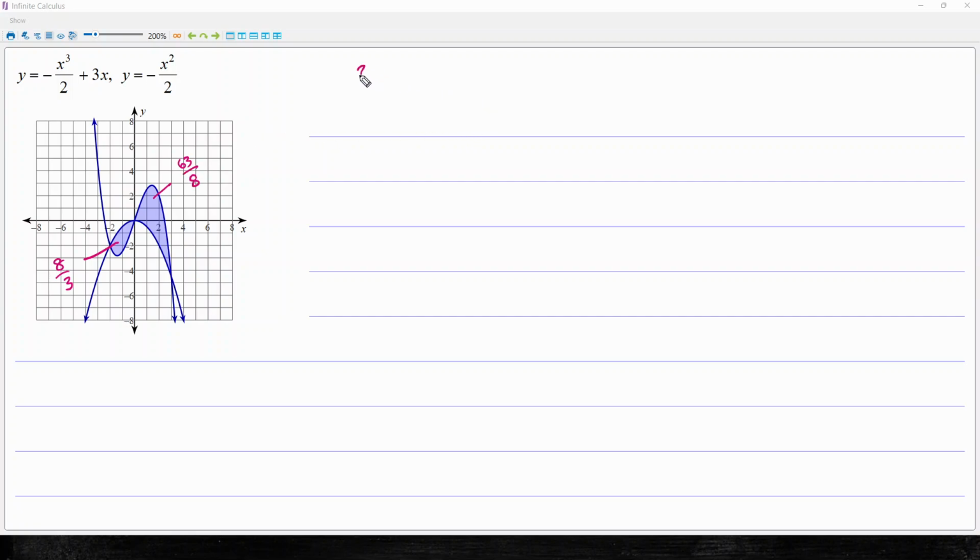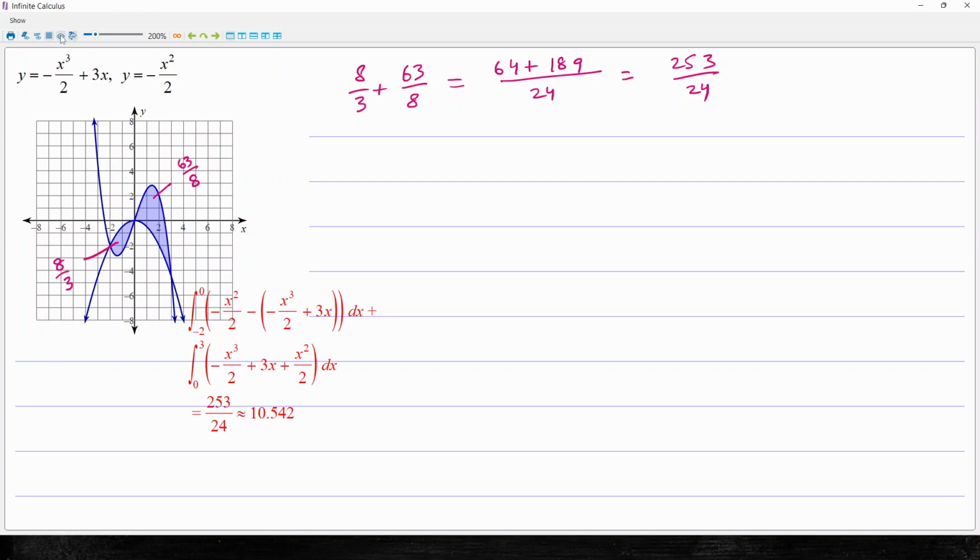And when we add them together, we get the area as 253/24. Now let's see if this is correct. So for that, we need to go and check, and it looks correct.